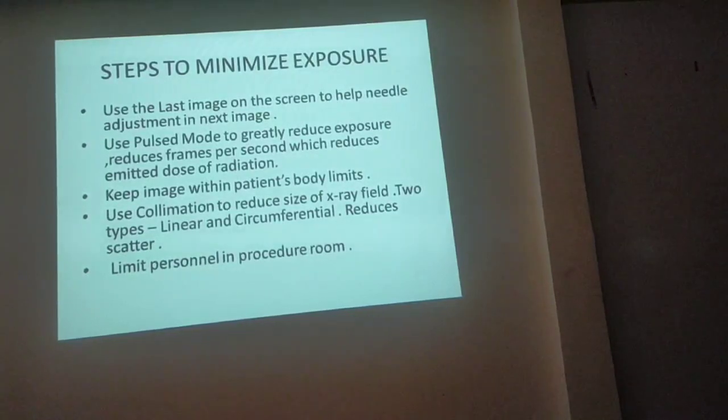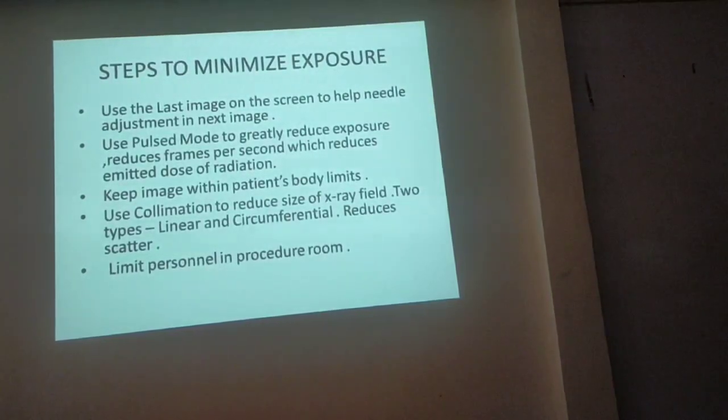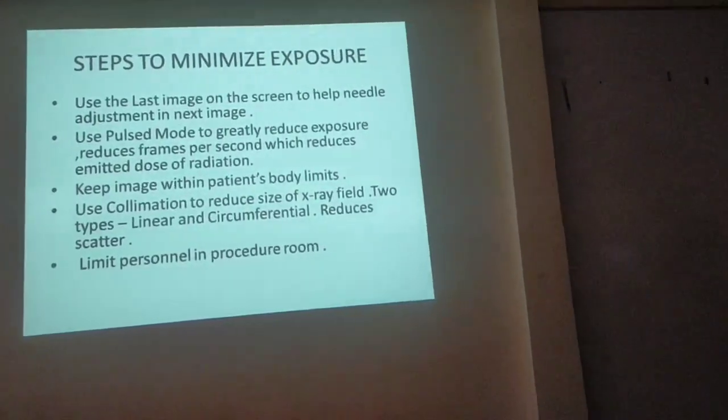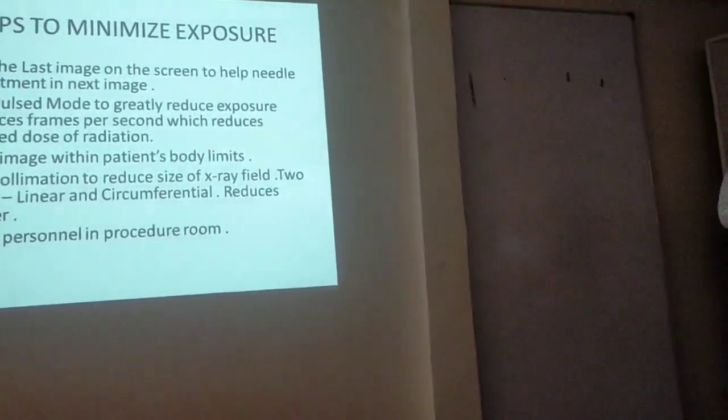So, on the screen which we saw, you can use the last image on the screen to help with needle adjustment in the next image before the next shot. You can use a pulsed mode to greatly reduce exposure because it reduces the number of frames per second, which reduces the emitted dose of radiation. You can keep the image within the patient's body limits so as to reduce scatter again. Use collimation. This is a technique to reduce the size of the X-ray field.